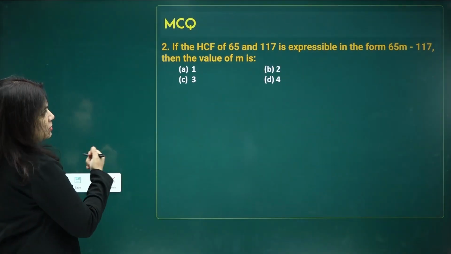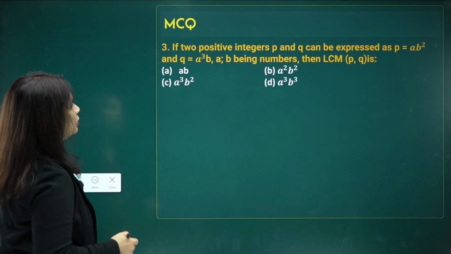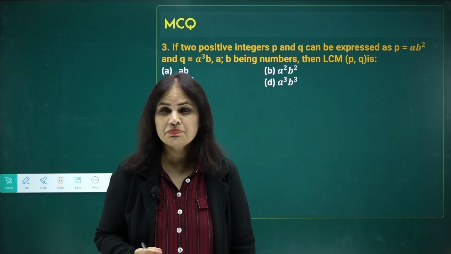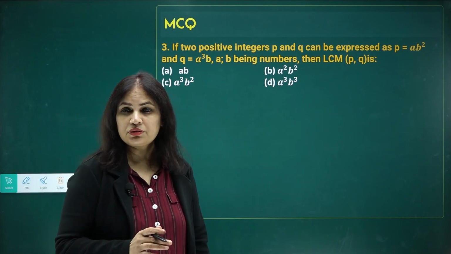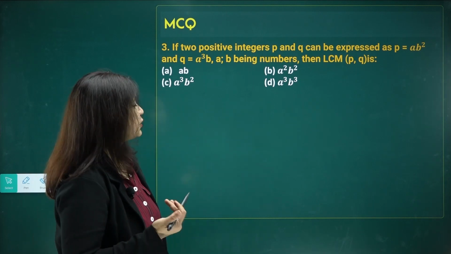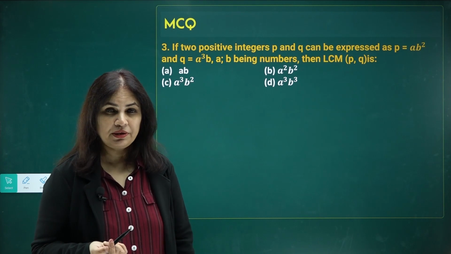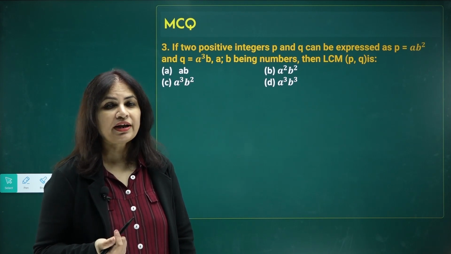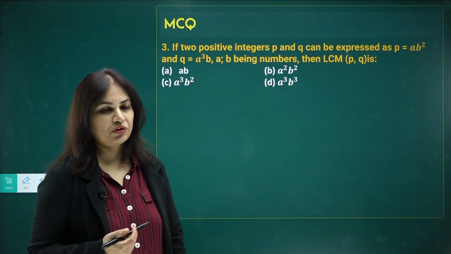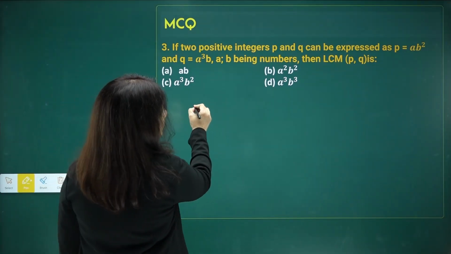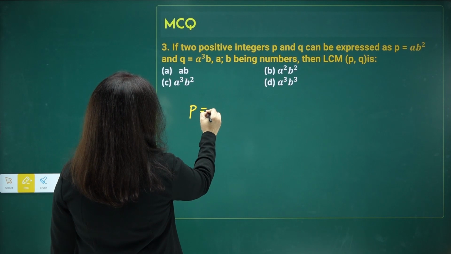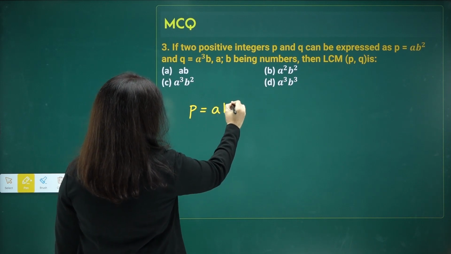Coming to the next question. If two positive integers p and q can be expressed as p is equal to a b square and q is equal to a cube b, then find the LCM of p and q. Let me first write it down. p is equal to a b square.